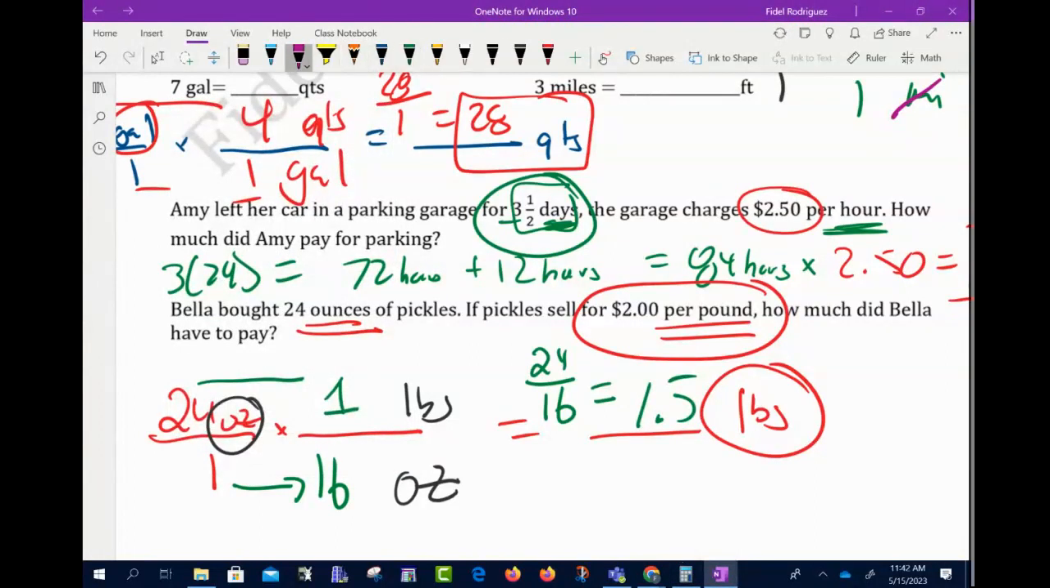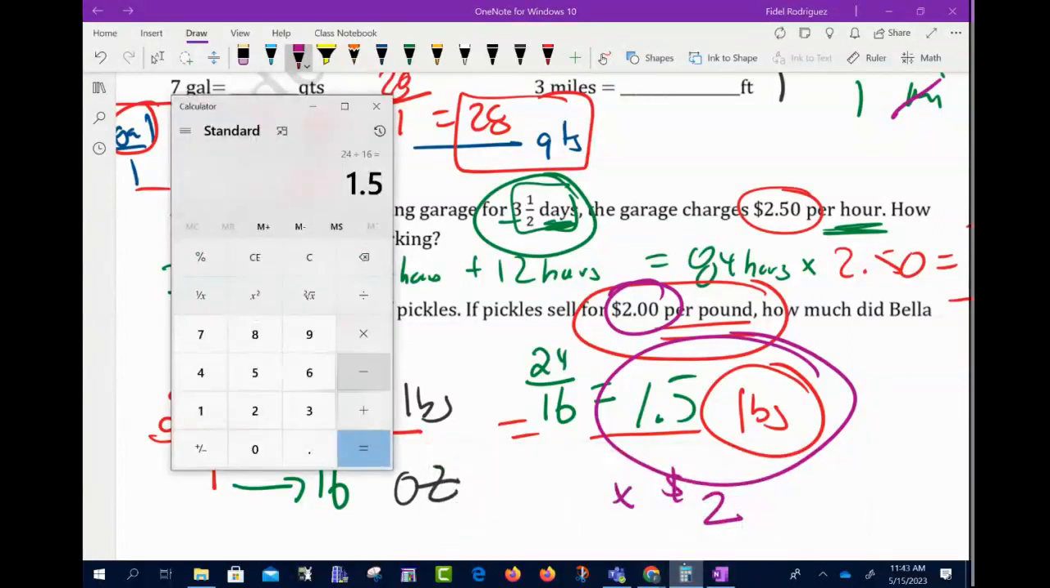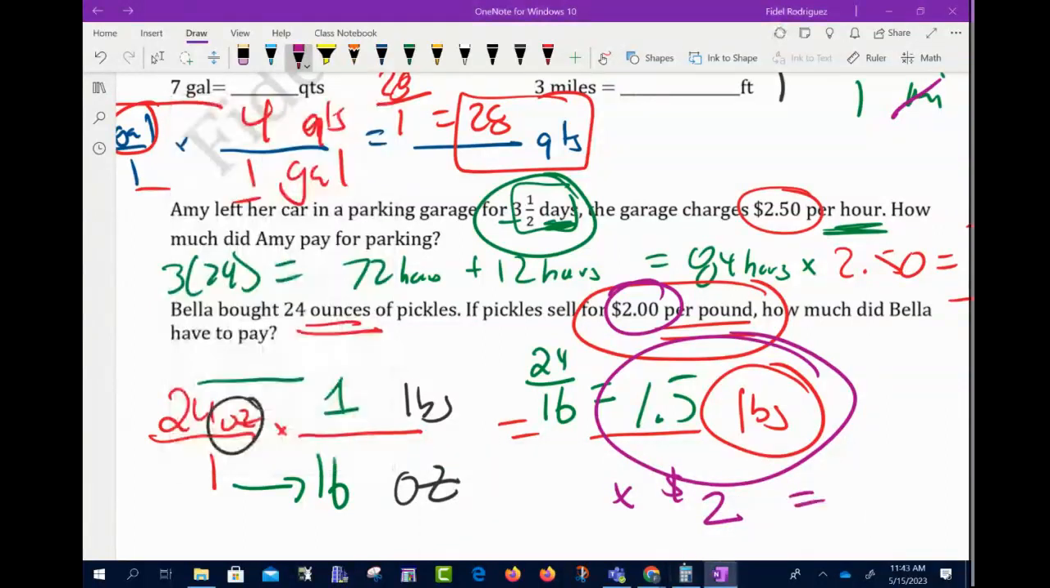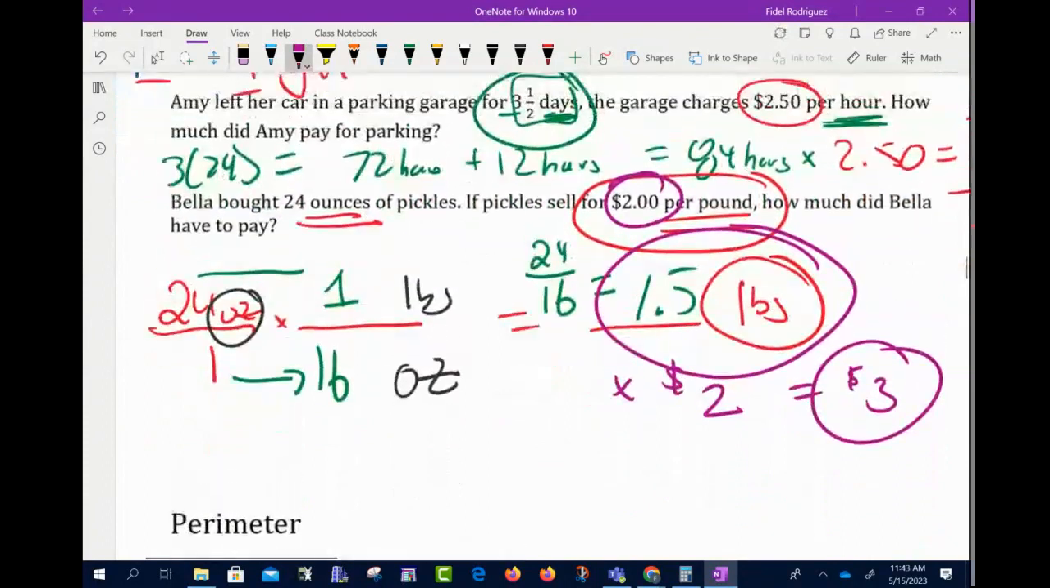Now, when Bella went to buy 24 ounces, that means she really bought 1.5 pounds, right? If they charge us how much per pound? $2. Can we figure out how much she's going to pay? We're going to multiply it by how much? By 2. 1.5 times 2. How much money Bella got to pay? $3. But does that make sense on, again, the way the problems are going to be worded? They're not just going to ask you to do a straight conversion. They're going to give you the conversion in the context of another problem, okay? And so that's why I was doing the problem like that. Okay.